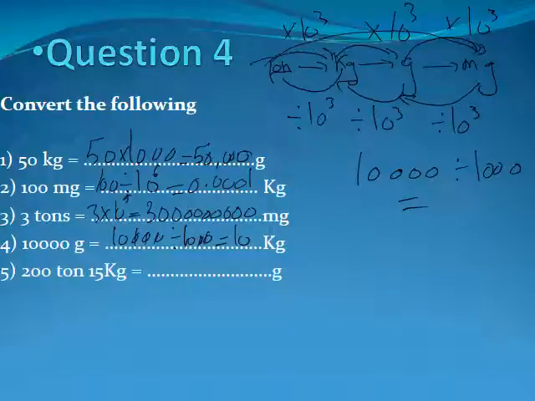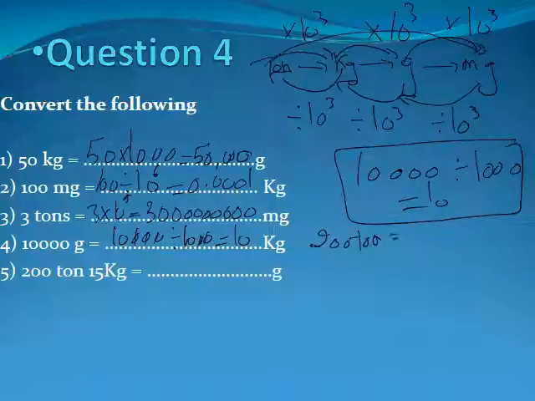So moving to the last. Can you try, Ali? 200 ton, 15 kilograms. Equal how much in gram? What do you want to do first? Ton. Okay, I want to convert from ton to gram. 200 ton equal how much in grams? What shall I do? Ton to kilogram, kilogram to gram.